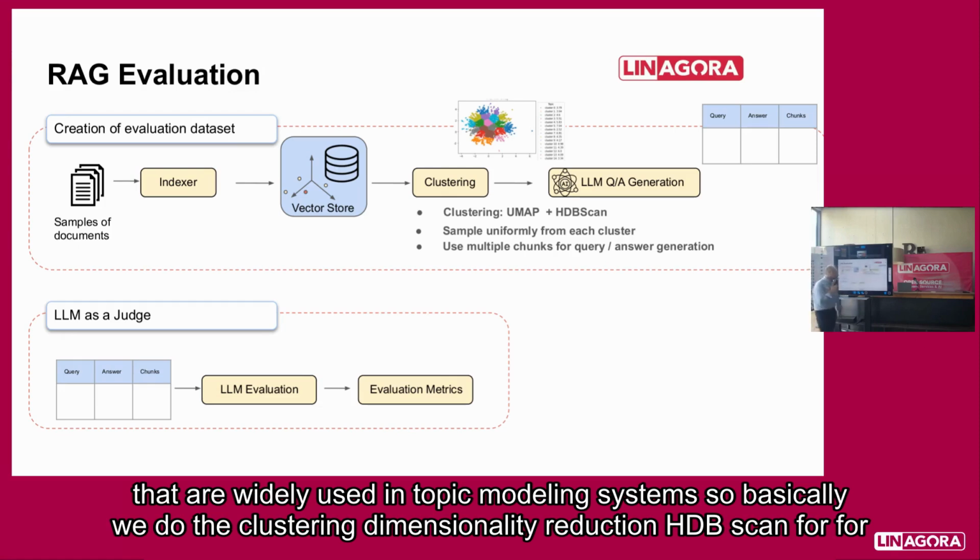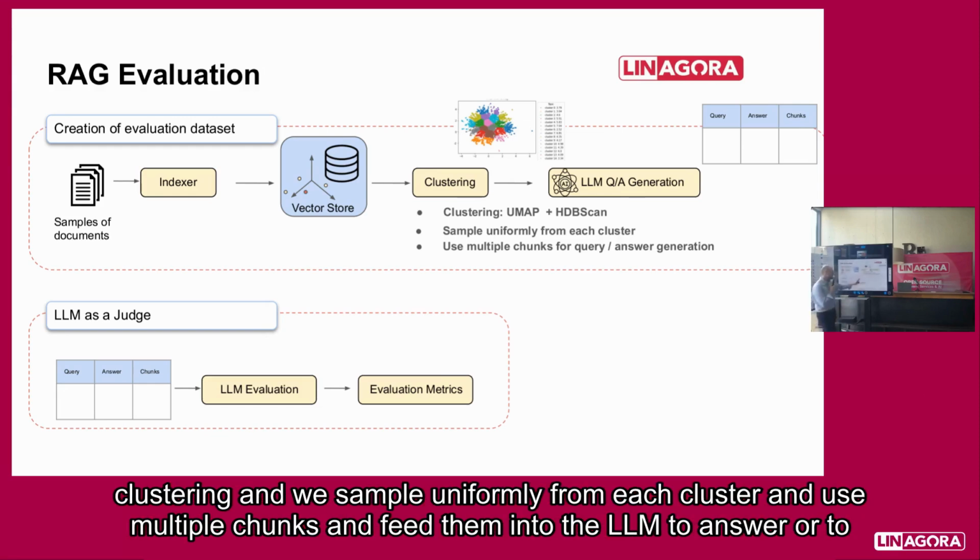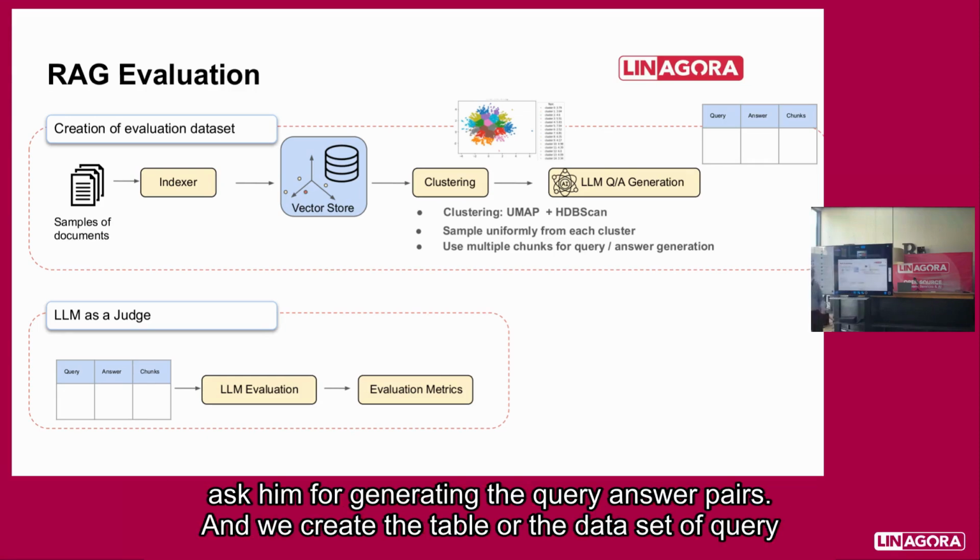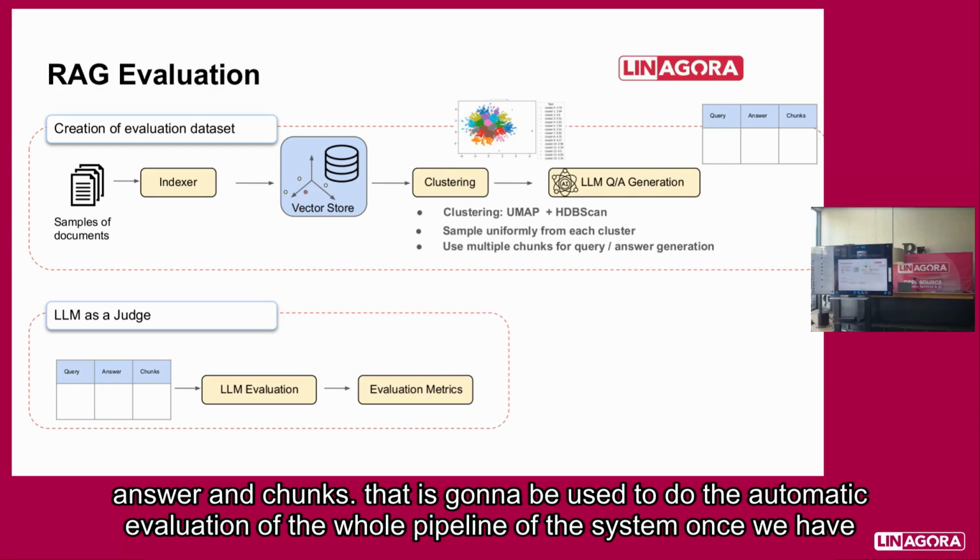systems. So we do clustering, dimensionality reduction, HDBSCAN for clustering, and we sample uniformly from each cluster and use multiple chunks and feed them into the LLM, asking it to generate query-answer pairs. And we create the table, or the data set, of query, answer, and chunks. That is going to be used to do the automatic evaluation of the whole pipeline of the system.